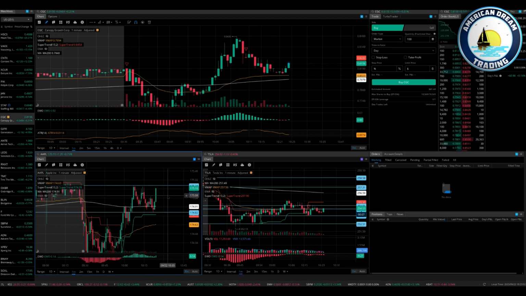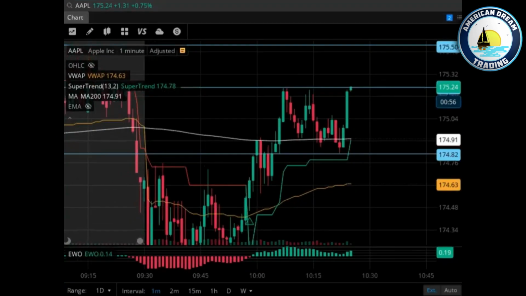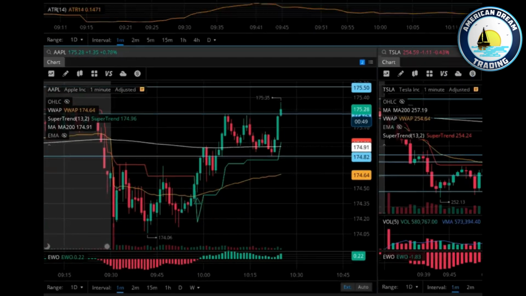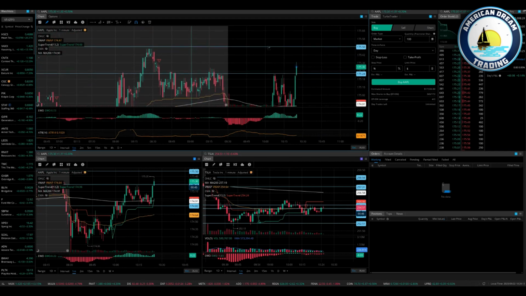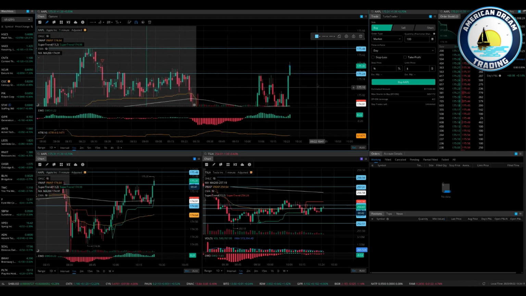Here comes Apple to the upside for its fourth attempt. Do you see it? Apple, there it goes. There's your pop. I was just going to say, it keeps touching this a lot. But again, don't get overly excited. Now, Apple, watch for this to come up. Next level of resistance going to be 175.48.